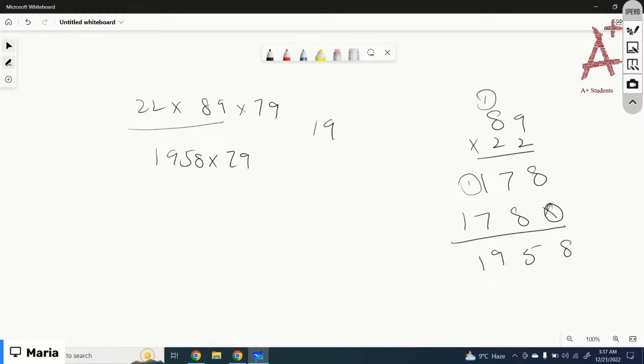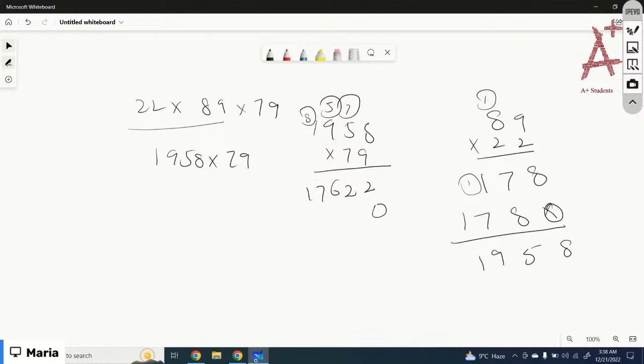Now multiply 1958 times 79. Got it? 9 times 8 is 72. 2 and 7 carry. 9 times 5 is 45 and 7 is 52. Write 2 and carry 5. 9 times 9 is 81 and add 5, 86. 6 and carry 8. 9 times 1 is 9 and 8, 17.